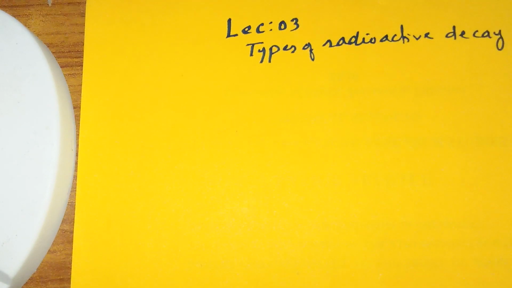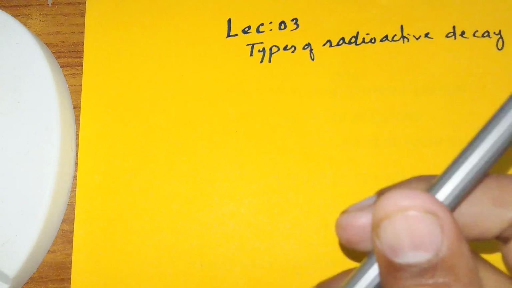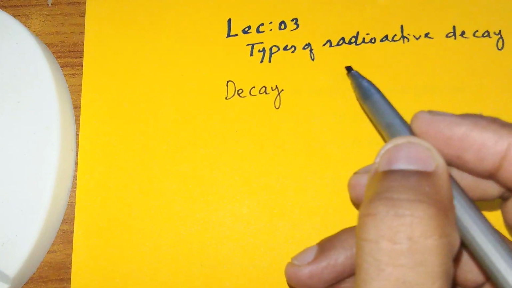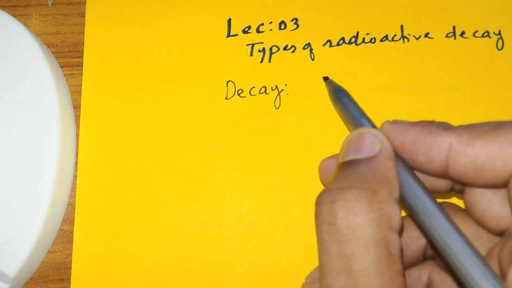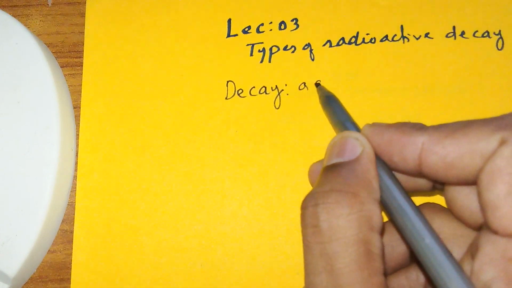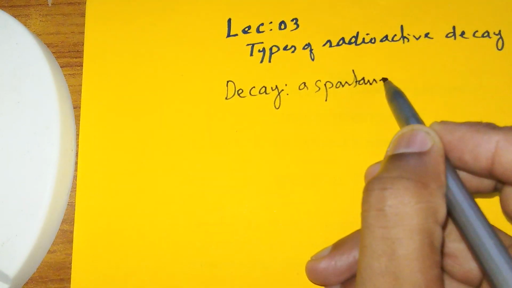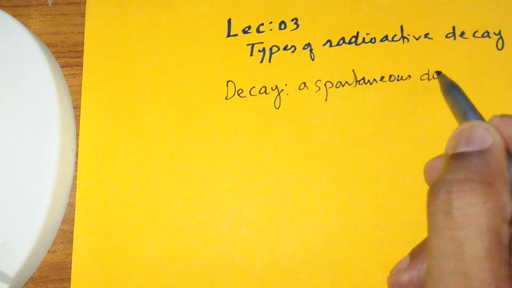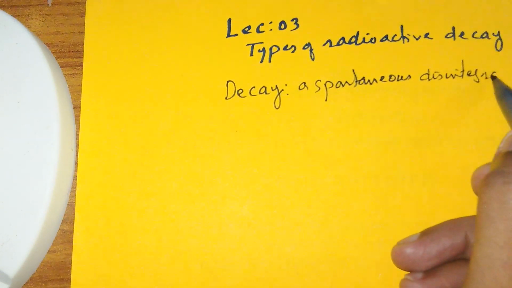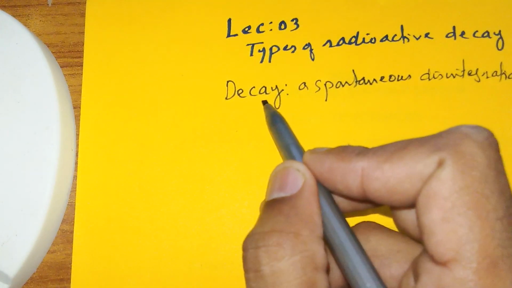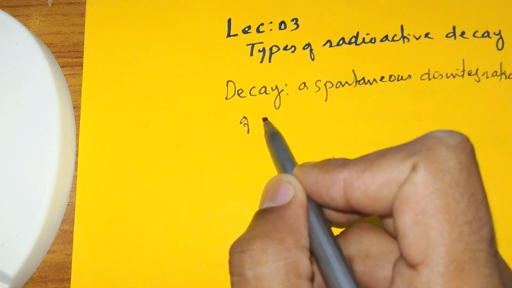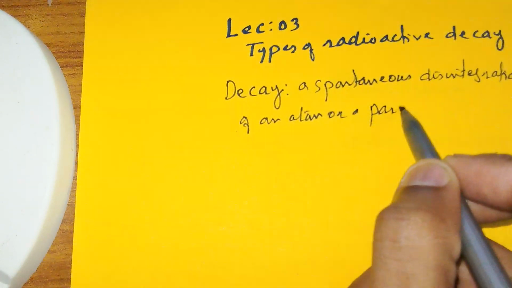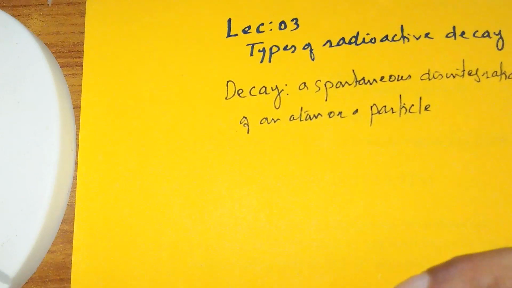First of all, we have to learn what decay is. So how can we define decay? Decay means spontaneous disintegration of an atom or a particle. This is called a decay.